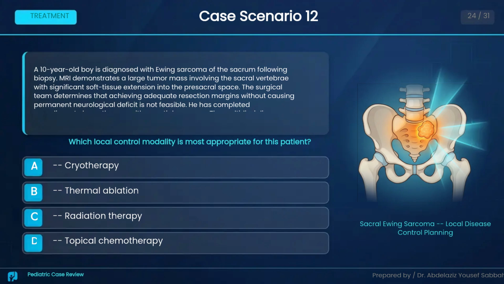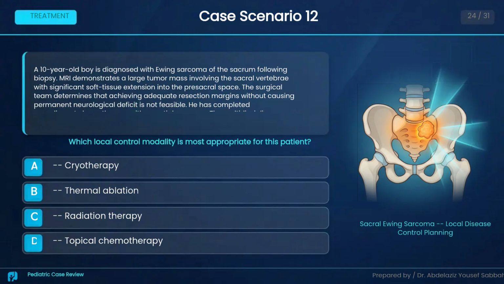Case 12. A 10-year-old boy is diagnosed with Ewing sarcoma of the sacrum following biopsy. Magnetic resonance imaging demonstrates a large tumor mass involving the sacral vertebrae with significant soft tissue extension into the presacral space. The surgical team determines that achieving adequate resection margins without causing permanent neurological deficit is not feasible. He has completed neoadjuvant chemotherapy with a partial response. The multidisciplinary tumor board is now planning local disease control.